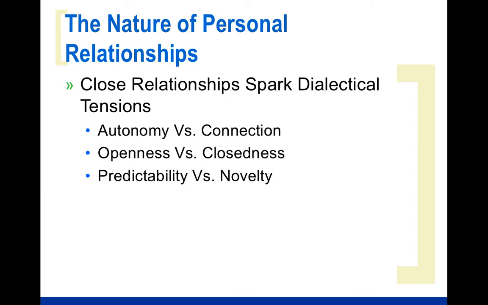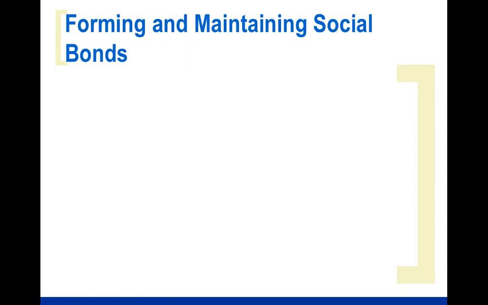So with dialectical tensions, the important part to realize is it's never just one or the other. You're never just completely autonomous or connected. You're never just completely predictable or novel. It's the fact that you're constantly working on this tension. It's an interdependent tension that's always going back and forth, and you're always landing somewhere on the spectrum between these three things, and they're always constantly being negotiated and going back and forth on that spectrum.